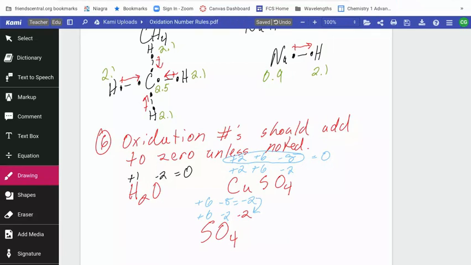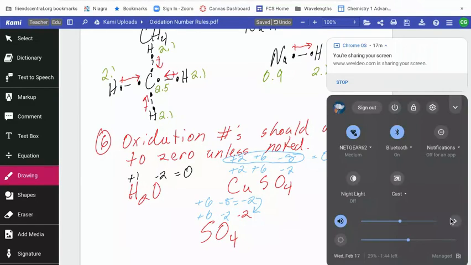So this is where unless noted comes into play. Most of the time, if you don't see a charge on a compound, it should add up to 0 for its oxidation numbers. But in this case, it's going to add up to -2 because there is a charge for this polyatomic anion. So I hope the rules have been helpful in terms of understanding how we apply these oxidations.